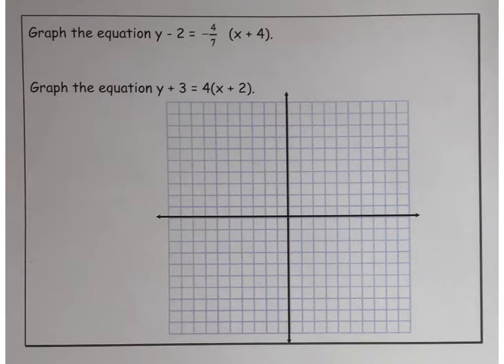So here the point, remember the y value, because it's -2, the y value is 2 for the point. The x value is going to be -4, because it's the opposite there. And this is the slope. So negative 4, 2 is going to be 4 to the left and then 2 up right there. And then the slope is negative 4/7, so that means down 4.